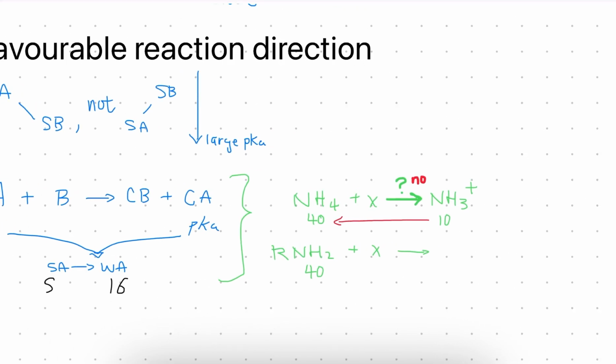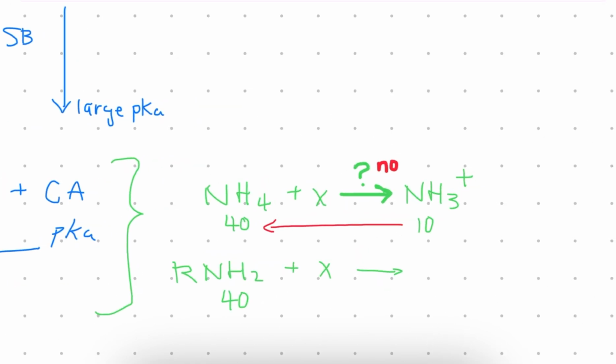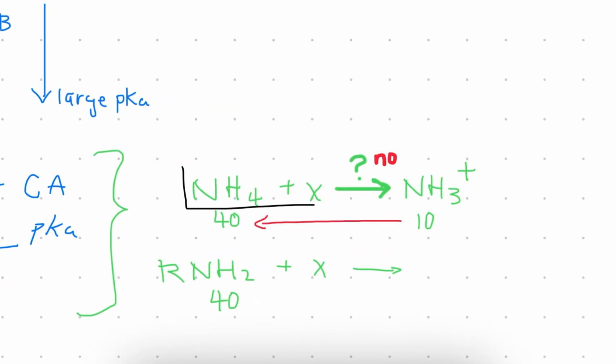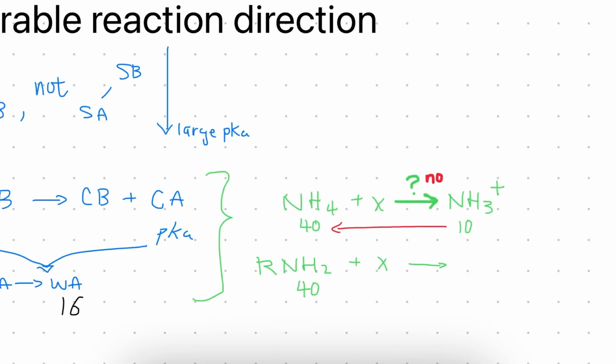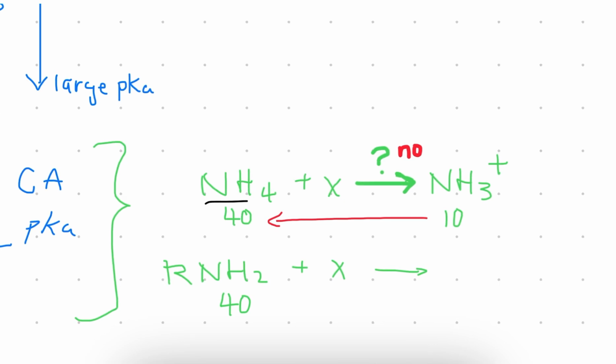An example of how that might look in the question, they would ask, would this reaction be favorable in the forward direction? And this is very common with amines and protonated amines, because they want to test you on this particular principle. Amines have a pKa of 40. If they react something to form a protonated amine, it usually doesn't happen like that, because a protonated amine has a smaller pKa, so it's actually going to favor the reverse direction.